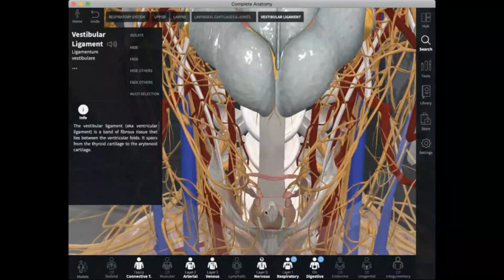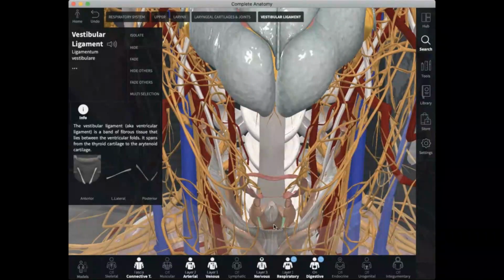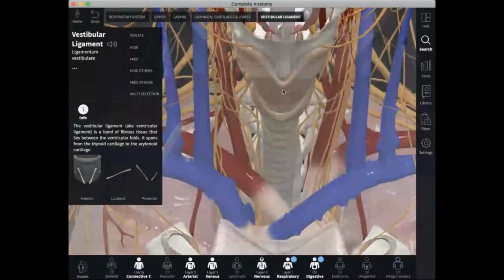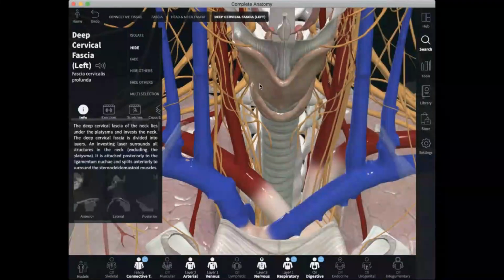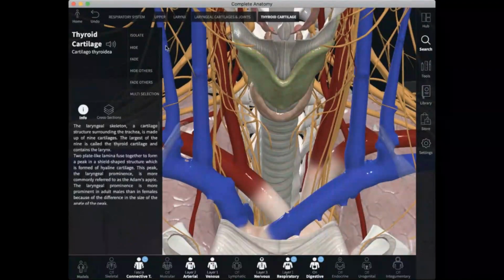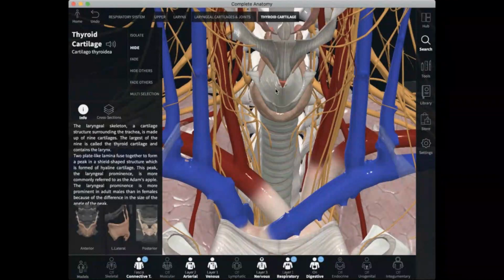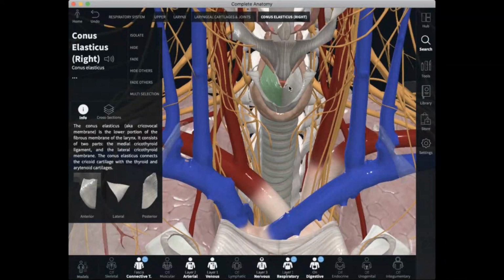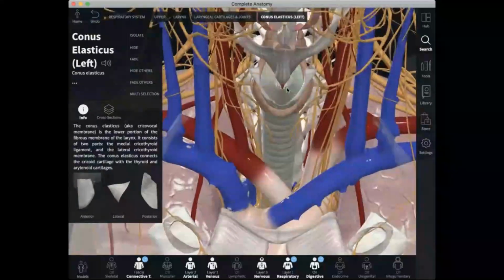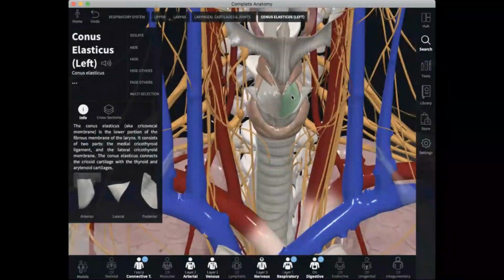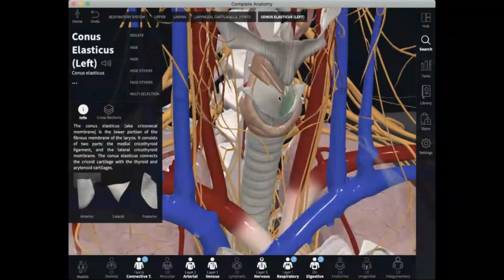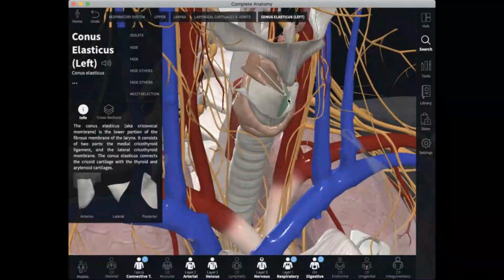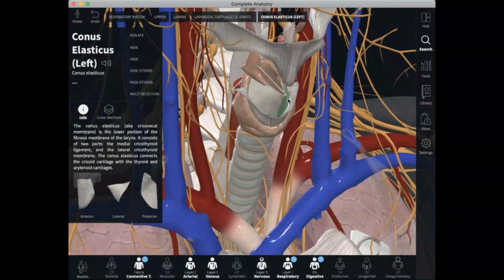What you see here is the vocal cord, present in the posterior aspect of the thyroid cartilage. This is the right vocal cord, and this is the left vocal cord, and you can see this vocal cord is oscillating when speech is produced.